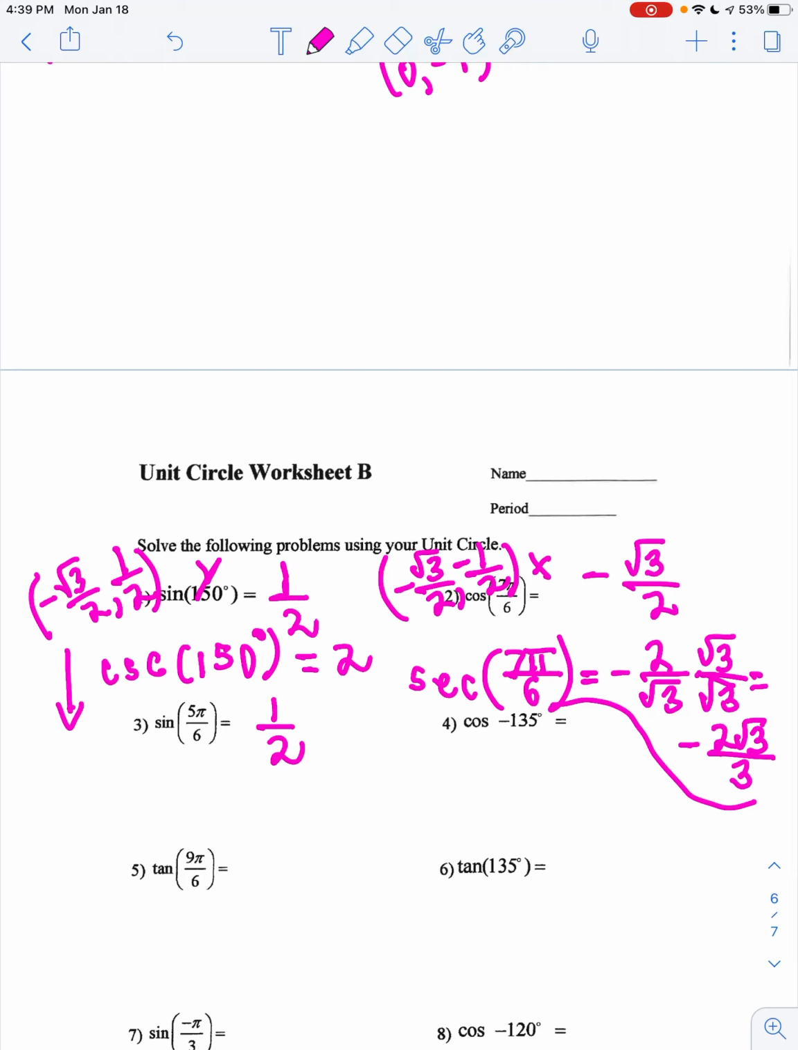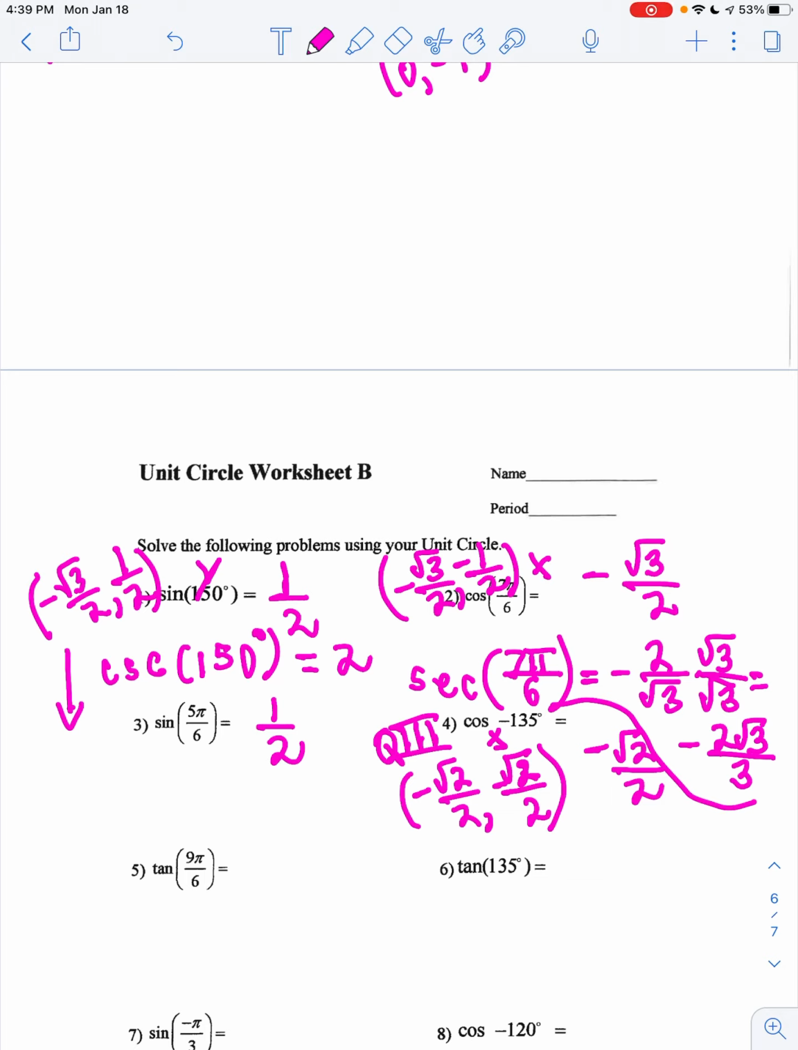Cosine of negative 135. That means you're in quadrant 3 going a clockwise rotation. It's a multiple of pi over 4, and both coordinates are going to be negative in quadrant 3. And cosine, of course, is the x. It really didn't matter, but it's good to know what we're finding. So that's negative square root of 2 over 2.